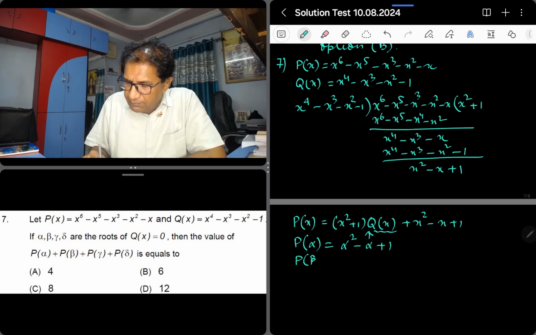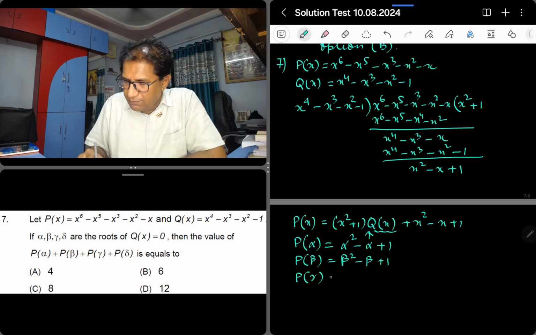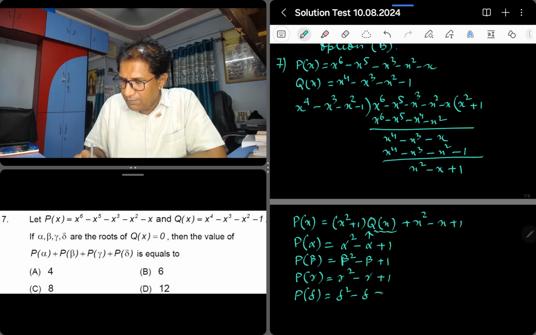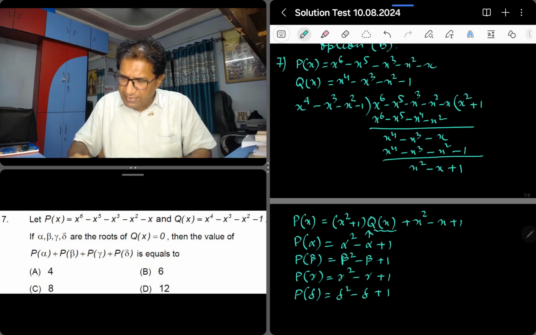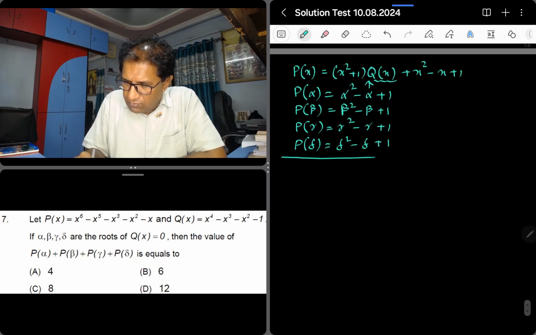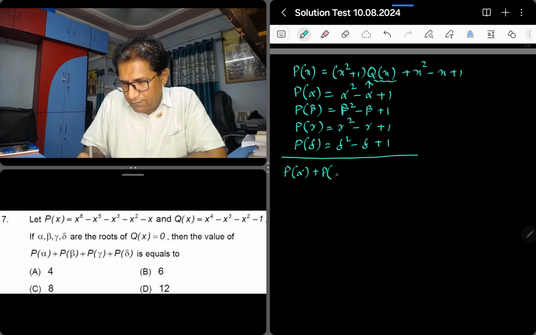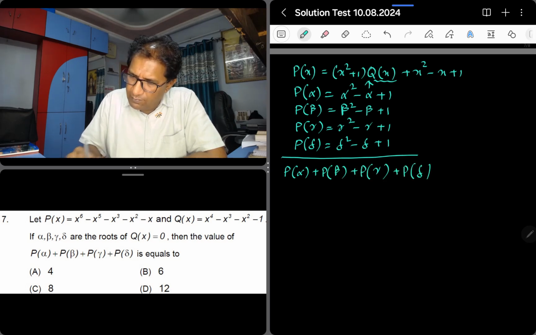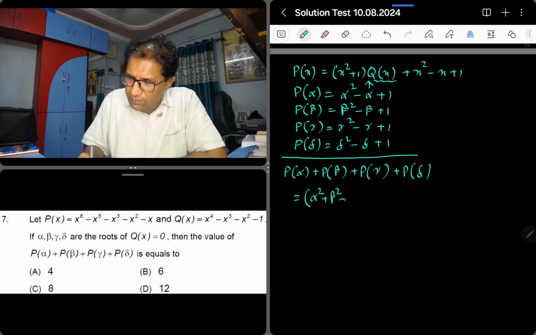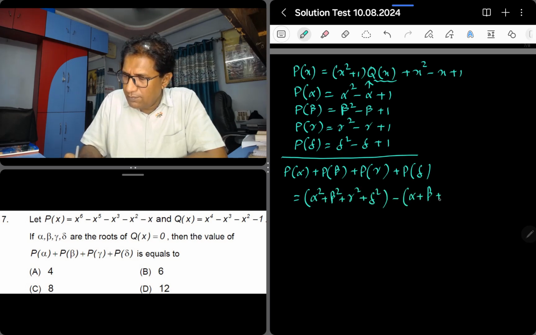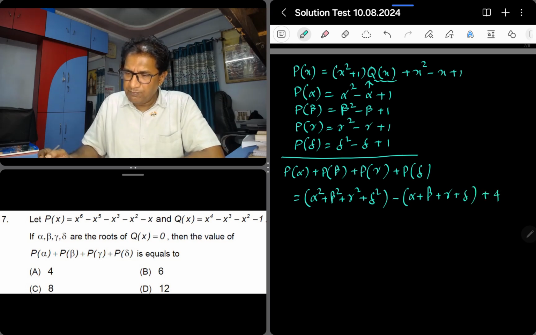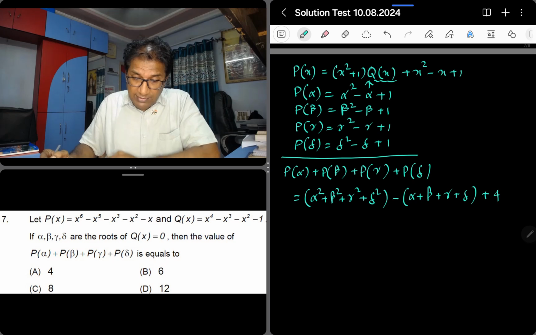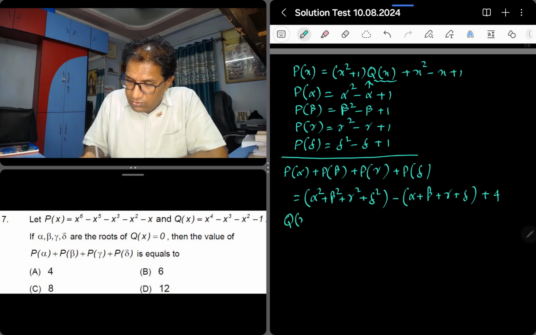Similarly, what will be p beta? Similarly, p gamma and p delta. Okay. Now, we have been said to add this 4. So, we are having which is equals to plus 4. Okay. Now, you see alpha, beta, gamma, delta are the roots of qx equals to 0.